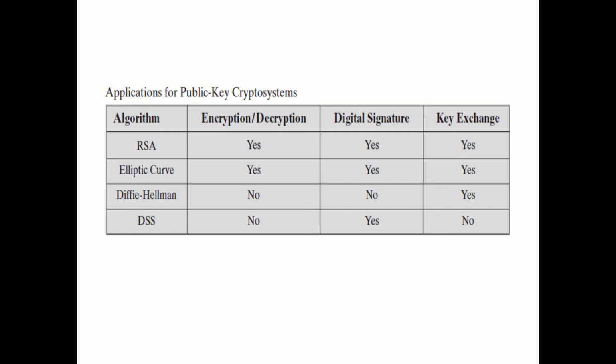This is a comparison between some of the public key encryption algorithms. Some of them are used for decryption and encryption, others for digital signature, others for key exchange. You can see RSA is used for everything, okay, for key exchange, for digital signature, for encryption and decryption. The second one here is also used for all. So these two algorithms are used for all the operations: encryption and decryption, digital signature, key exchange. But you can see that Diffie-Hellman is used only for key exchange, while DSS is used only for digital signature.